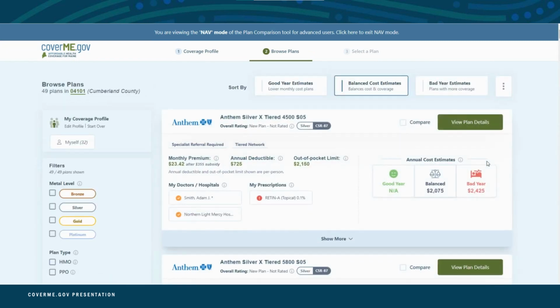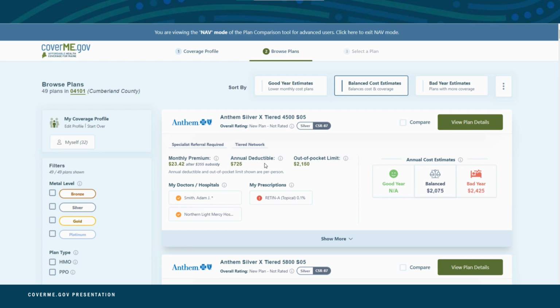On this screen, consumers can see the monthly premium, deductible, and out-of-pocket limits for different plans. The monthly premium is the fee a consumer pays to a health insurance company to receive health insurance. A deductible is the amount a consumer has to spend on covered services before their insurance company pays for most services. It is important to note that monthly premiums do not count towards the annual deductible.